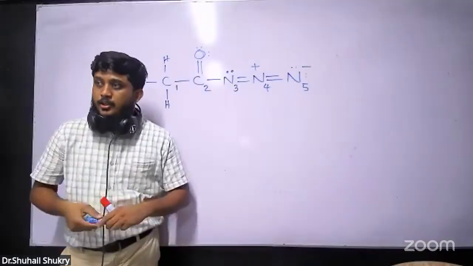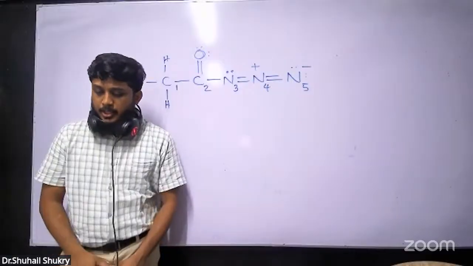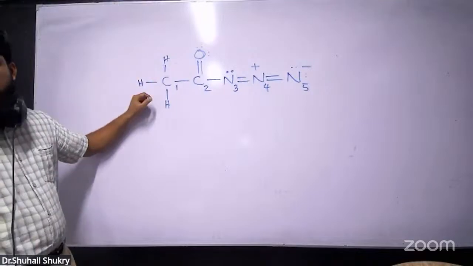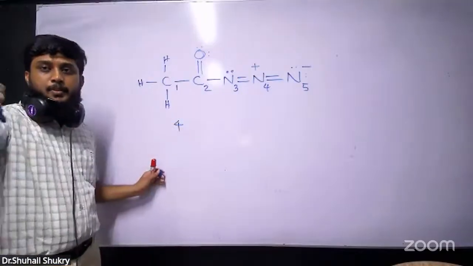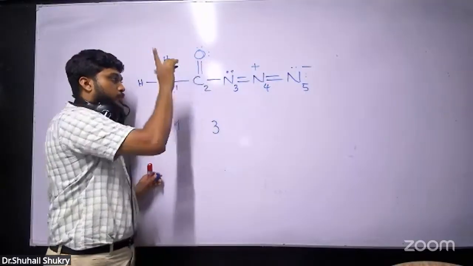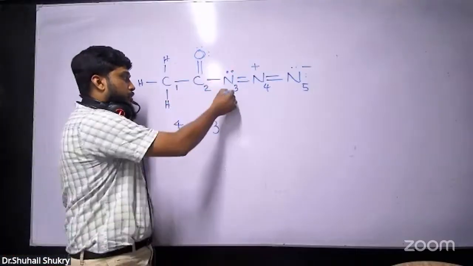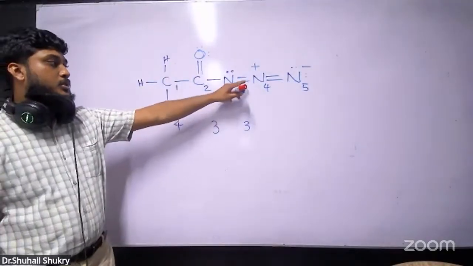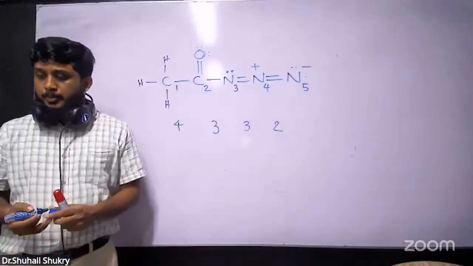Now, first thing, C1, C2, N3, N4. Number of VSEPR units on C1. Check C1, how many VSEPR units? 4 sigma bonds. Answer is 4. For C2, tell how many VSEPR units are there? 3. Very good. 3 sigma bonds. Out of these 2 bonds, only 1 is sigma. In this, how many sigma bonds are there? 1, 2, and 1 lone pair. So for N3, VSEPR units is 3. For N4, 1, 2, only 2. VSEPR units are sigma bonds and the lone pairs.